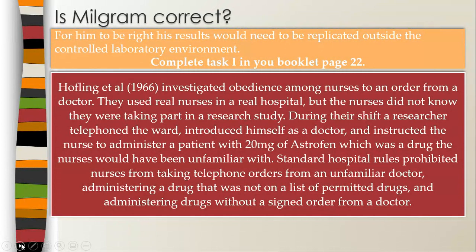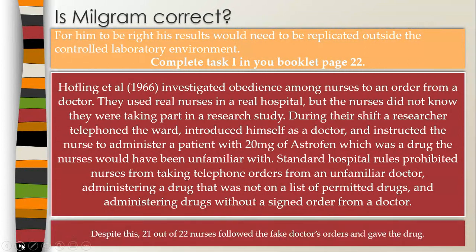And if Milgram is correct, his results need to be replicated outside of the lab. So in your booklet on page 22, there is a task which refers to Hoffling's study. Hoffling's study is a field experiment looking at obedience in nurses. The detail is on the slide there, and if you look in your booklet on page 22. Hoffling found high levels of obedience in a real life setting.